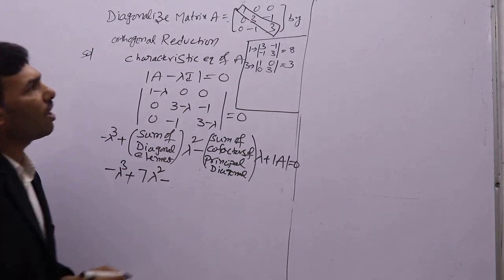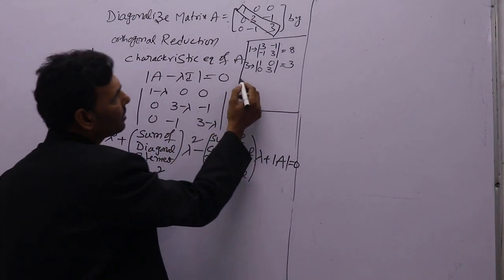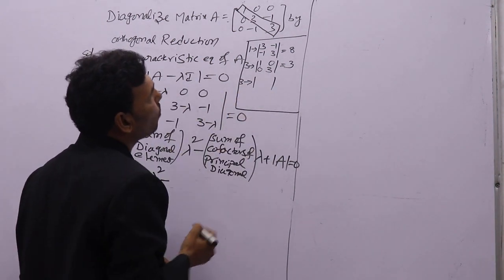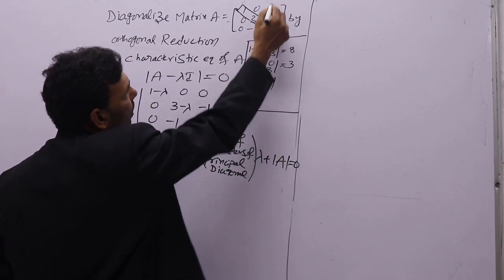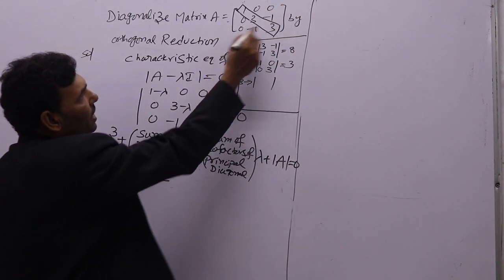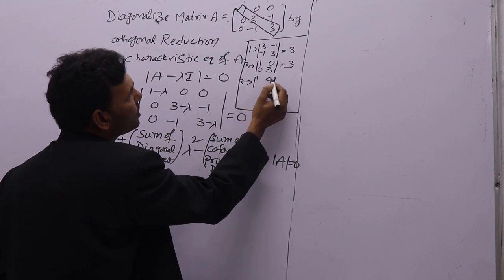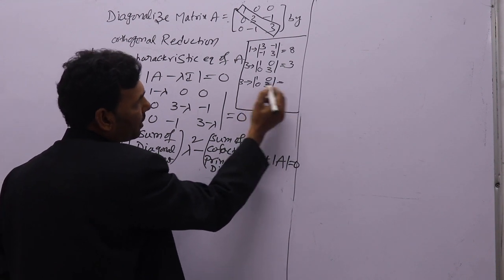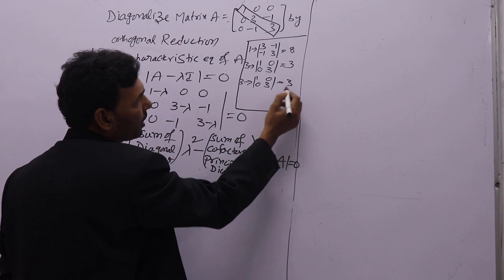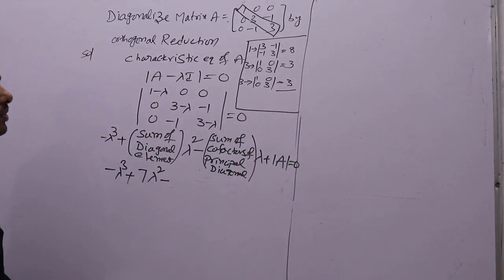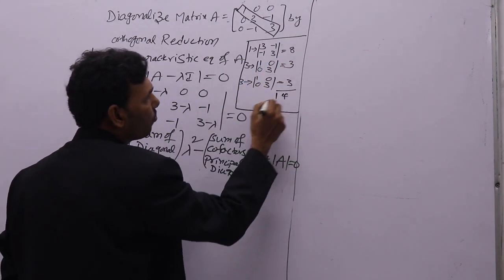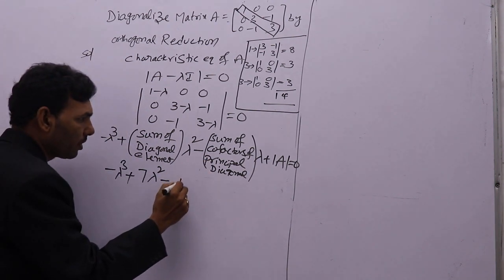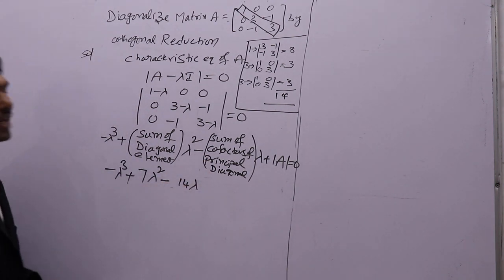Next, for the last principal diagonal element 3, we are going to find the cofactor. Last row, last column is eliminated. What are the leftover terms we have? 1, 0, 0, 3. 1 3s are 3, 3 minus 0, 3. Now add these all. 8 plus 6, 14. The 14 will be the lambda coefficient, minus 14 lambda.